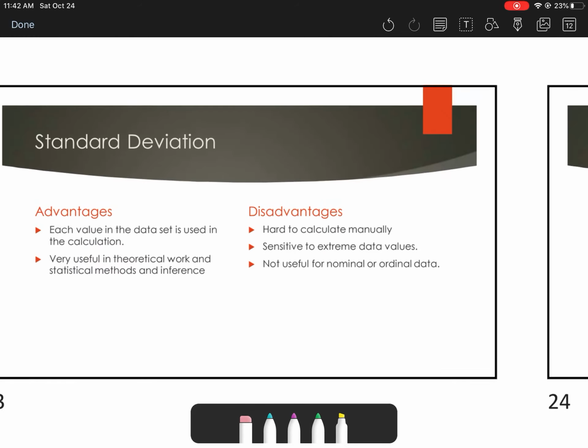So standard deviation, some advantages. Each value in the data set is used in the calculation. Very useful in theoretical work and statistical methods and inference. Disadvantages: it is hard to calculate manually. It's sensitive to extreme data values and not useful for nominal or ordinal data.